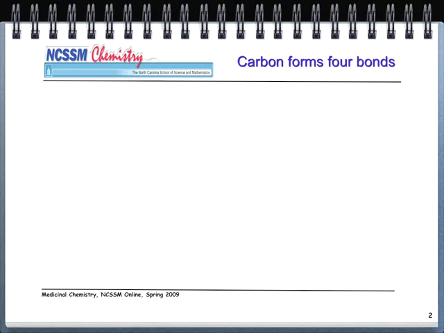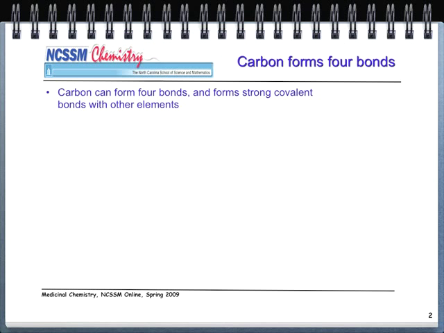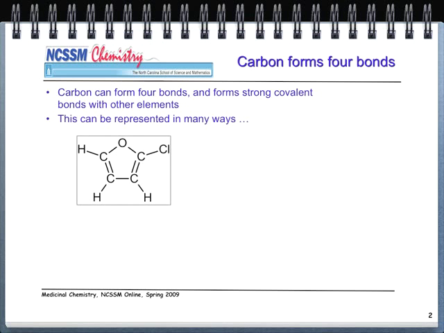You should understand that carbon forms 4 bonds, and it forms 4 bonds all the time. And it can also form strong covalent bonds with other elements. Okay, and we can represent this in many ways. So here's a picture of a cyclic compound. Has a ring in it. In this case, it has oxygen in the ring.